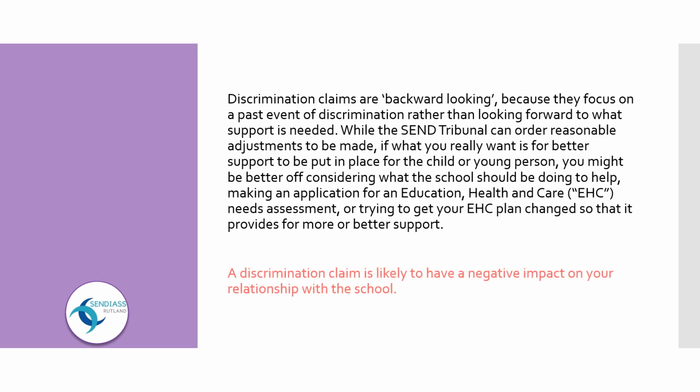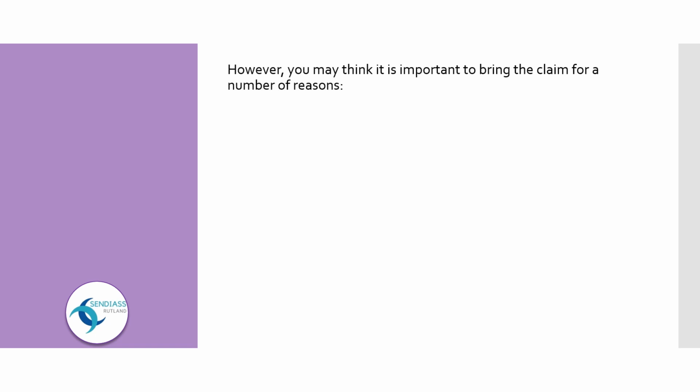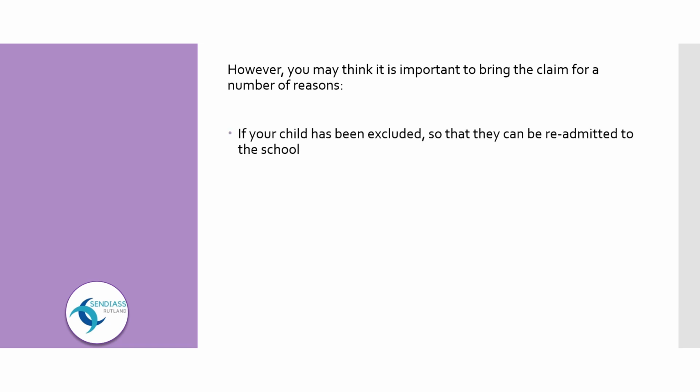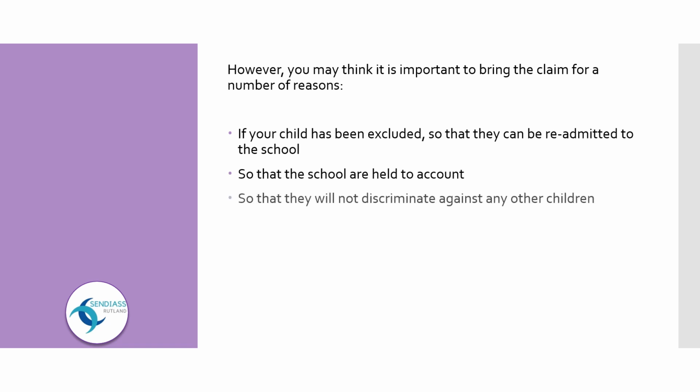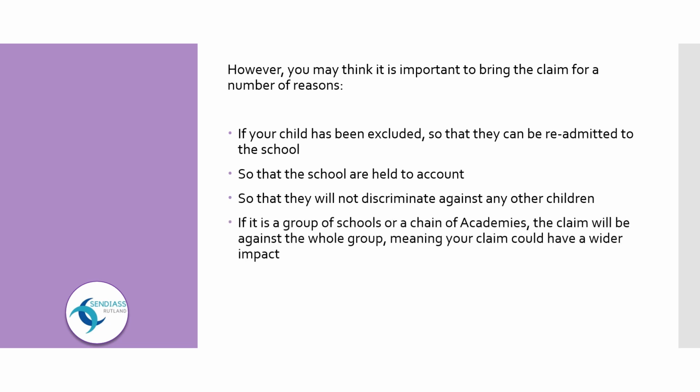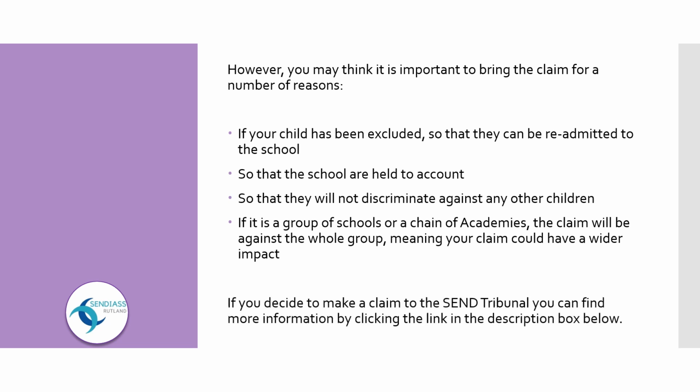A discrimination claim is likely to have a negative impact on your relationship with the school. However, you may think it is important to bring the claim for a number of reasons. If your child has been excluded, so that they can be readmitted to school, so that the school are held to account, so that they will not discriminate against any other children. And if it is a group of schools or a chain of academies, the claim will be against the whole group, meaning your claim could have a wider impact. If you decide to make a claim to the SEND Tribunal, you can find more information by clicking the link in the description box below.